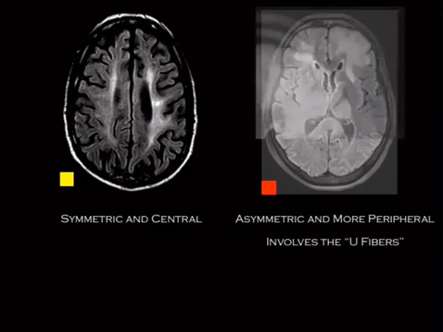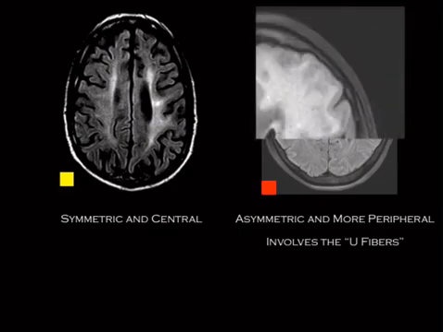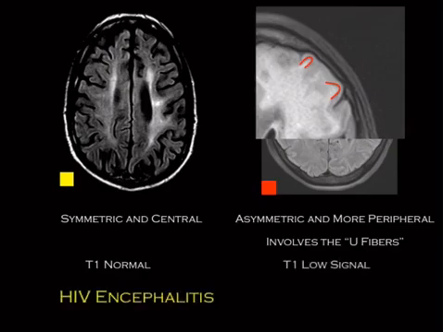What the hell is a U fiber? That's like these most peripheral fibers here. Basically that's just saying that it goes all the way out to the edge. Now I'm not showing you T1, but I will tell you that the T1 is normal on this person and abnormal with low signal there. So this is HIV encephalitis versus JC virus or progressive multifocal leukoencephalopathy, or PML.